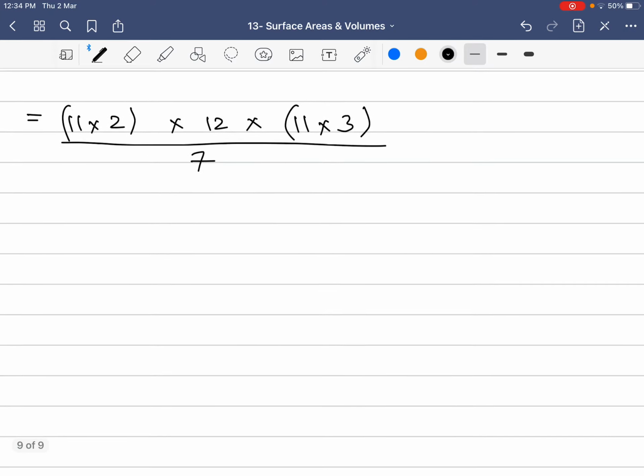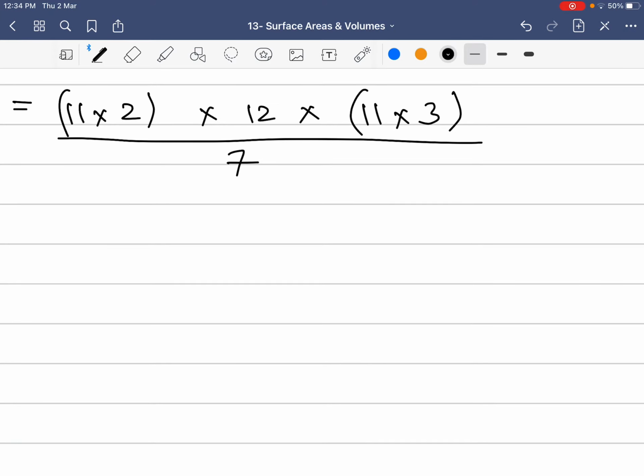So let's come down and focus on this. Once again, this, let me use a highlighter. So this 11 and this 11 is common, so I'm going to say 11 into 11, that is equal to 121, that's 11 square. And then we have the remaining thing, which is 2 and 3 and 12. So 2 into 3 is 6 and 6 into 12 is 72. So 72, and the whole divided by 7.